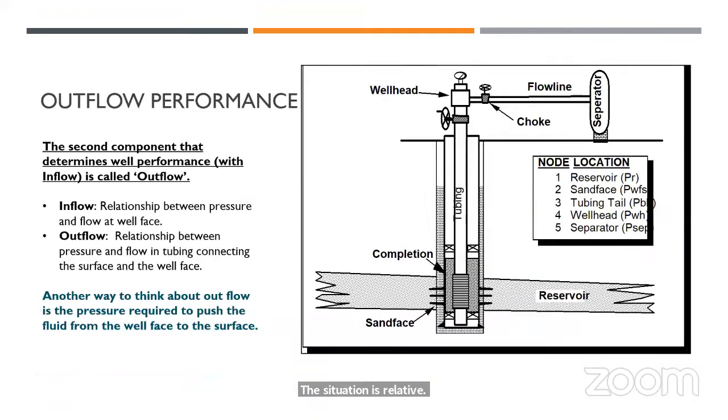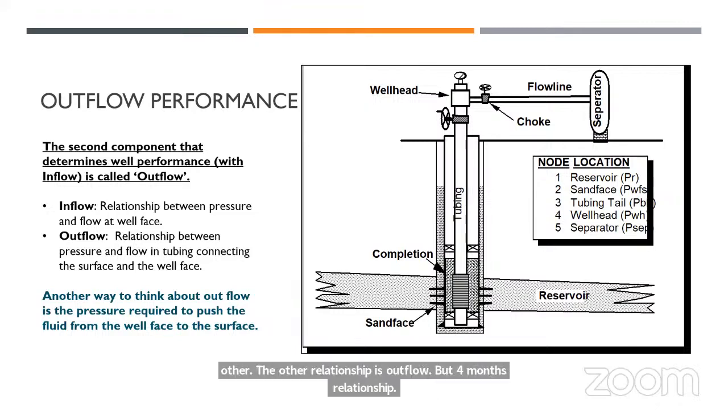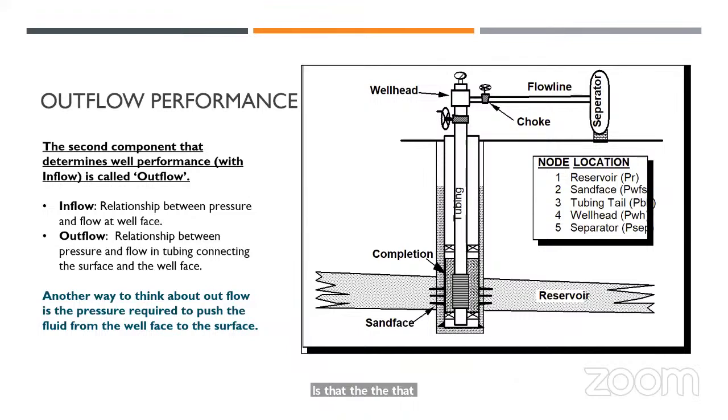The other relationship is the outflow performance relationship, which determines the pressure losses inside the tubing itself up to the treatment facilities. So both relationships will control how much rate this well can produce, or whether it will produce naturally or not.